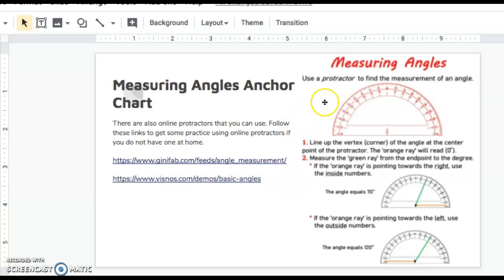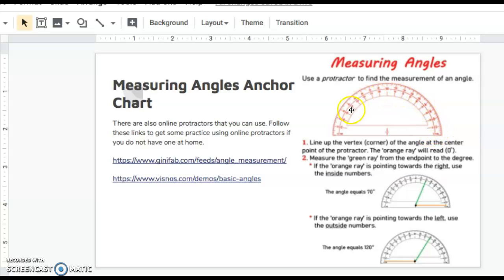Okay, so we use a protractor to find the measurement of an angle, and when you have an angle, you're going to line up the vertex, which is the corner of the angle, your little point. Remember, we talked about that last week. You're going to line that up at the center point of the protractor. And so if your angle goes towards the right, then you're going to read the inner numbers of your protractor.